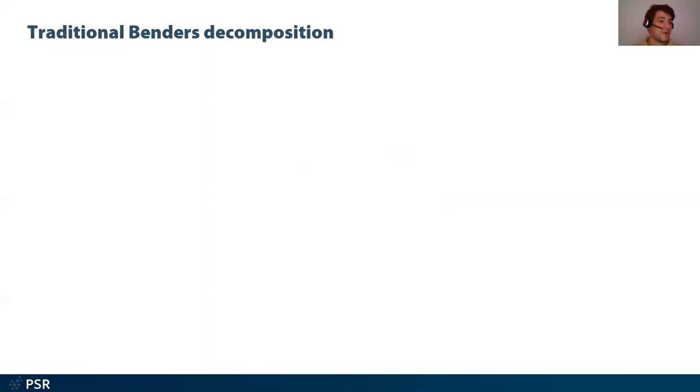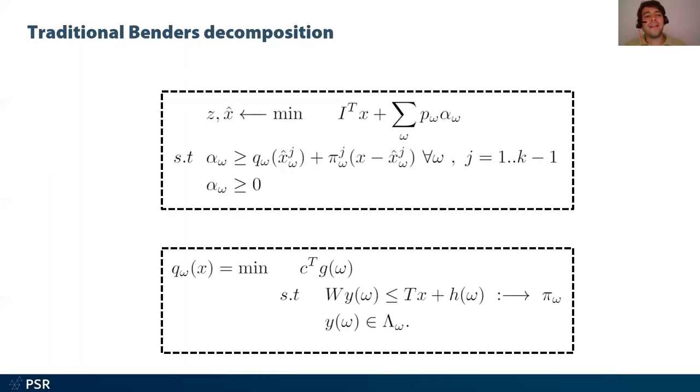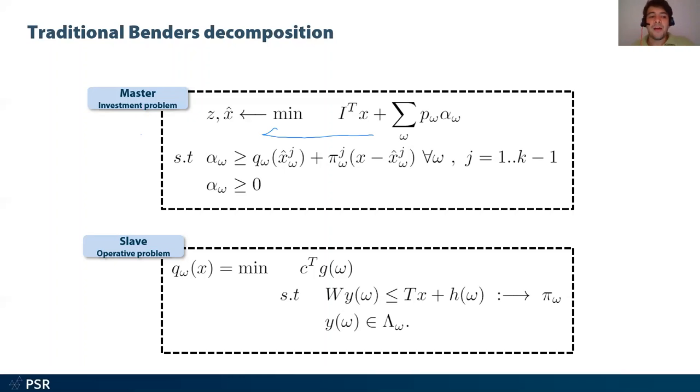I'm going to address now the traditional Benders decomposition that is used a lot to solve this problem. Okay, so well, the idea behind the Benders decomposition is very straightforward. We are going to have a master problem, which is basically a minimization of the investment cost. And we have a slave problem, which is the operative problem, which is basically a minimization of the operative cost for each of the scenarios.